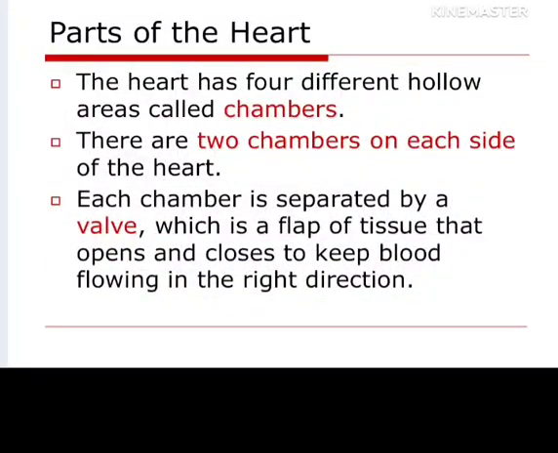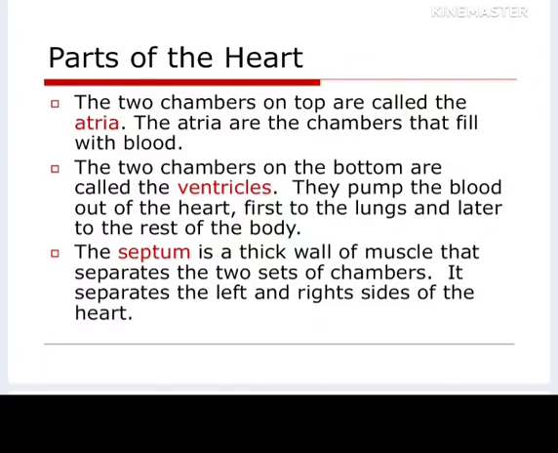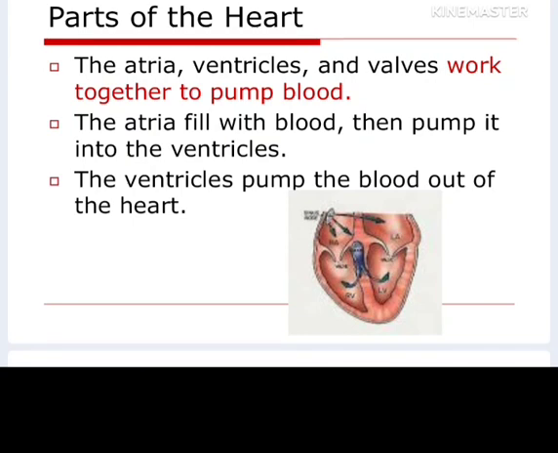We have discussed that the heart is divided into 4 chambers, 2 chambers on each side of the heart, and each chamber is separated by valves. The 2 chambers on the top are called atria, and the 2 chambers on the bottom are called ventricles. The septum is the thick wall of muscle that separates the two sets of chambers, the layer present between the atria and ventricles.